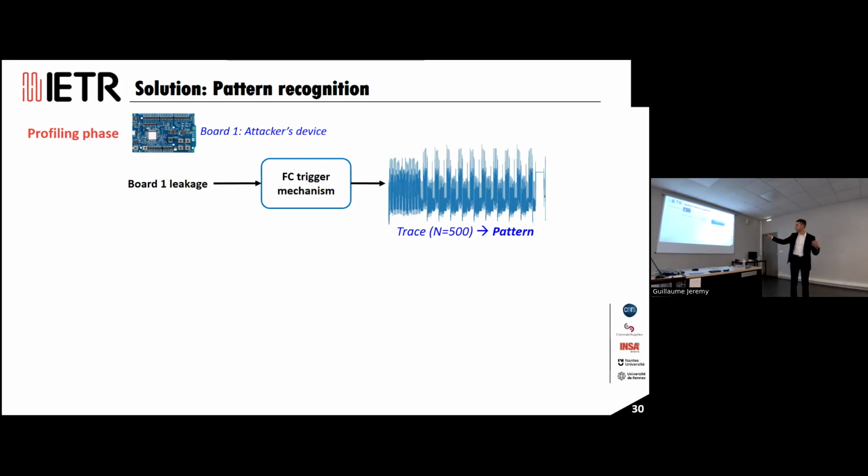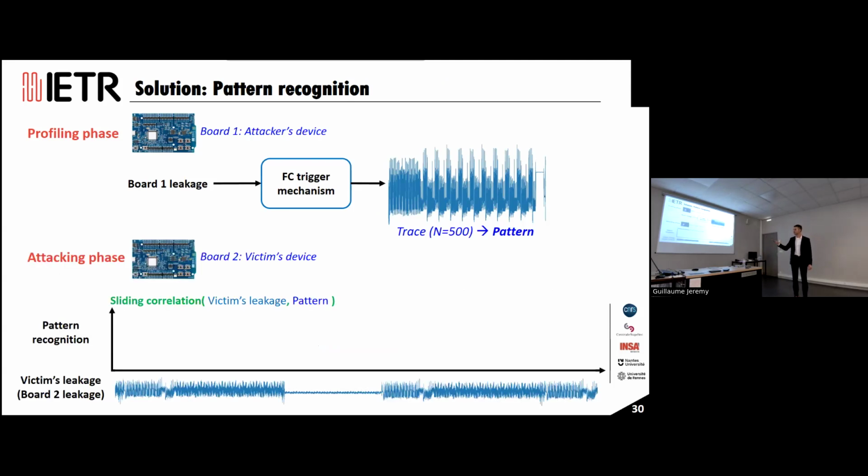So we can still use the initial method to collect one trace that we are going to use as a pattern. Then during the attacking phase, we have the victim that computes cryptographic processes. Here we can have time variation and the victim can compute a series of processes with a low number of processes. And what we are going to do is to compute the sliding correlation between the victim's leakage and the pattern in order to detect in the victim's leakage where the positions of the pattern are. And by doing this, we can segment the victim's leakage.